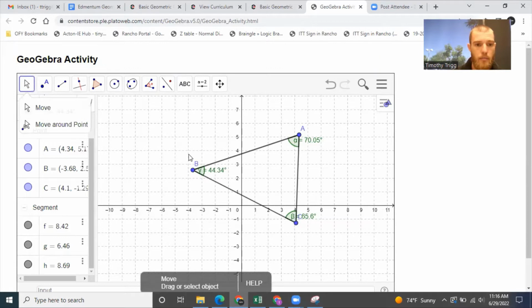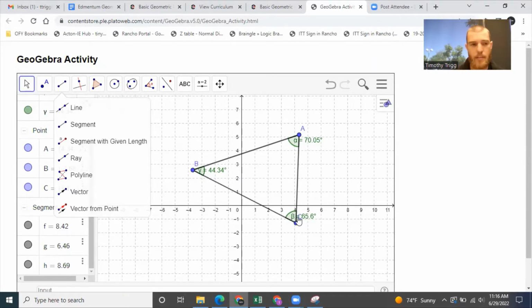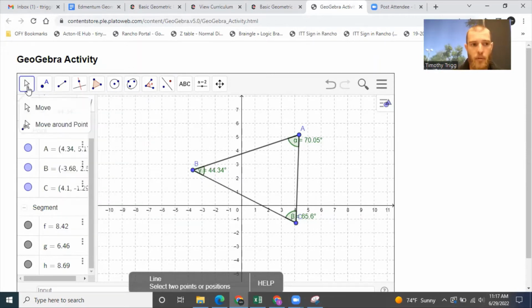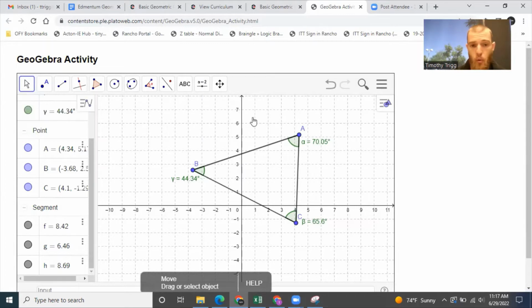Now, you might notice over here for the angle C, the labeling is on top of itself. If you want to move stuff around, you have to go back to the arrow tool, go to move, and then you can move stuff around. Okay, so you can move things so it's easier to read.